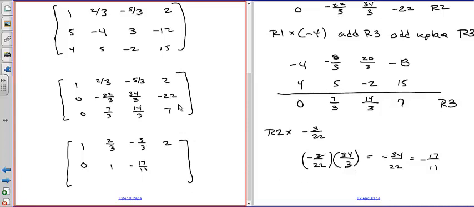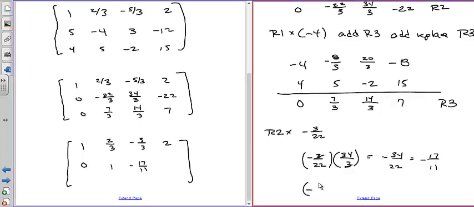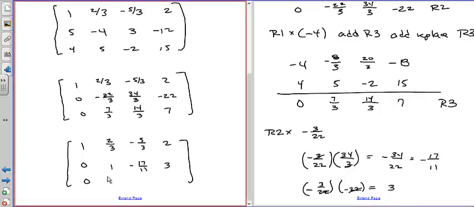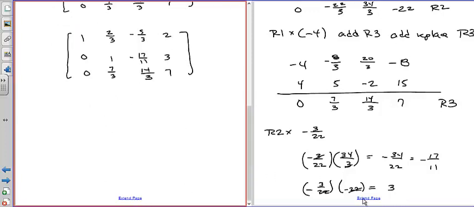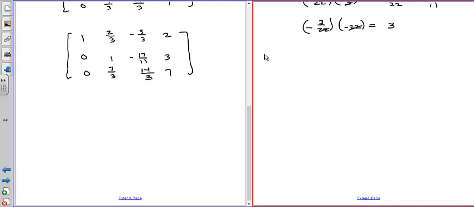And then we're going to take this 22, so we get negative 3 over 22 times negative 22. These are going to cancel out, and we end up with a positive 3. So this becomes 3, and the last row stays the same. Okay. Now what we're going to do is take row 2 and multiply by negative 7/3 so that we get the negative of that here.